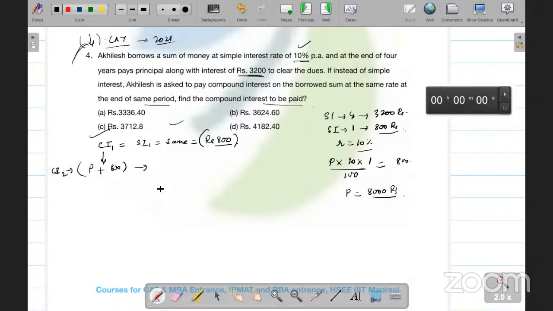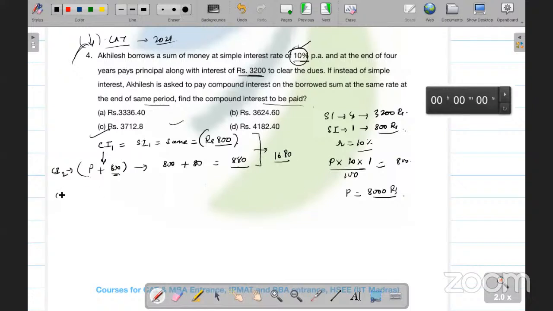So if I want to calculate the compound interest for the second year, it will be calculated on a new principal, that is P plus 800. On this original principal I have already calculated 800 rupees at 10%. On this 800 rupees, additional interest will come at 10%. It will be 80 rupees. So in the second year, the compound interest will be 880 rupees. And at the end of 2 years, how much is the interest accumulated? 800 plus 880, that is 1680.